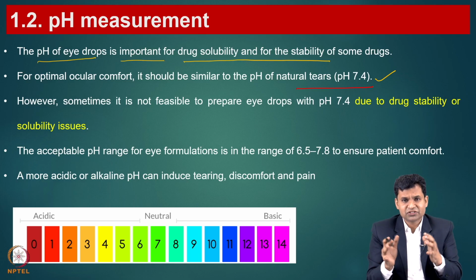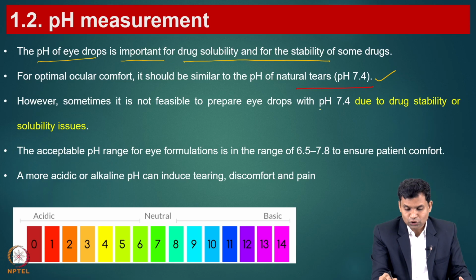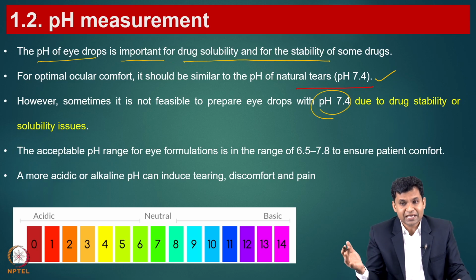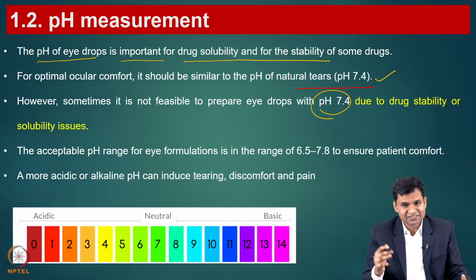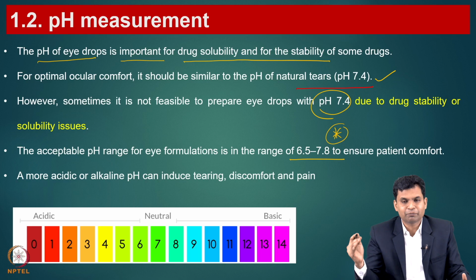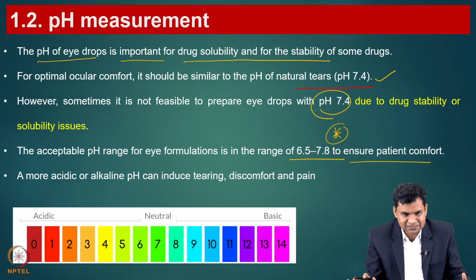There are drugs which are not suitable to solubilize at this pH, and drugs which are not stable at 7.4. In such cases we have some range we can play within. A pH of 6.2 to 7.8 is preferable, so that your patient does not undergo any complications.